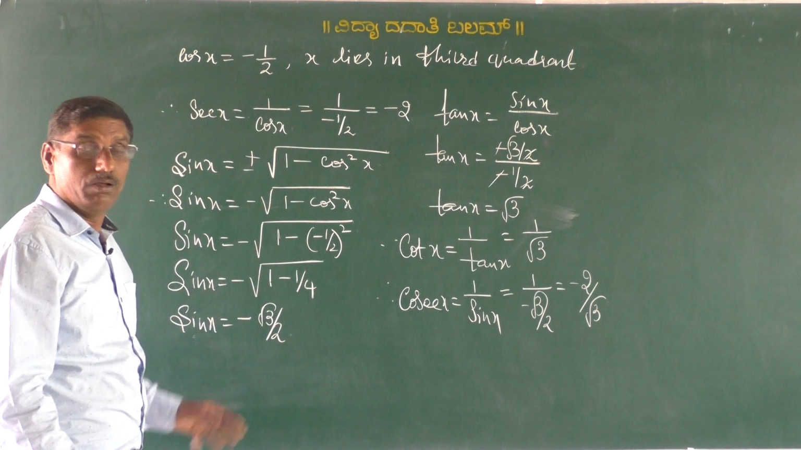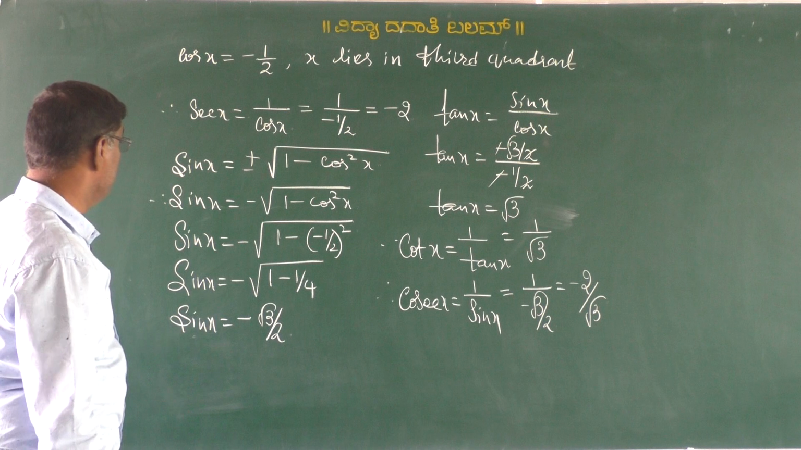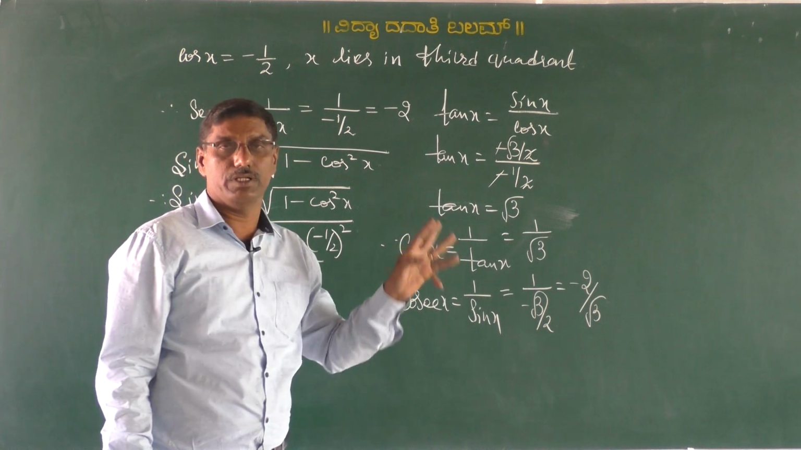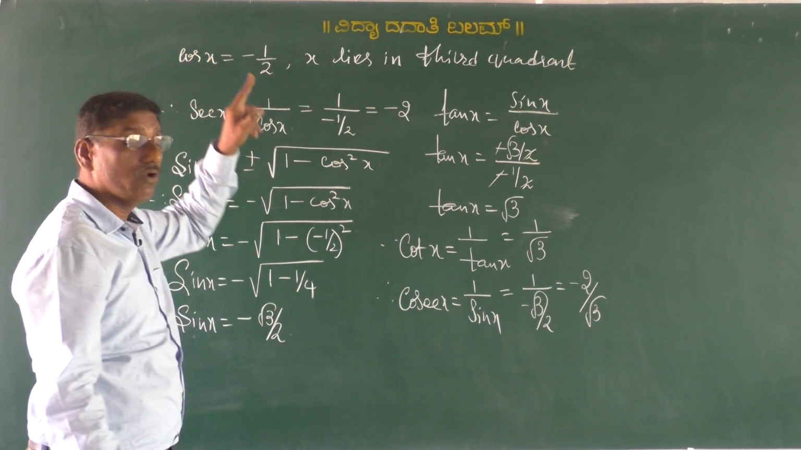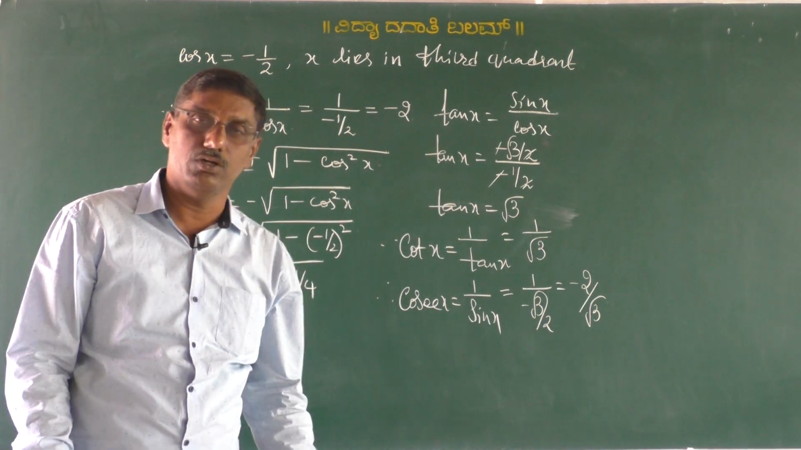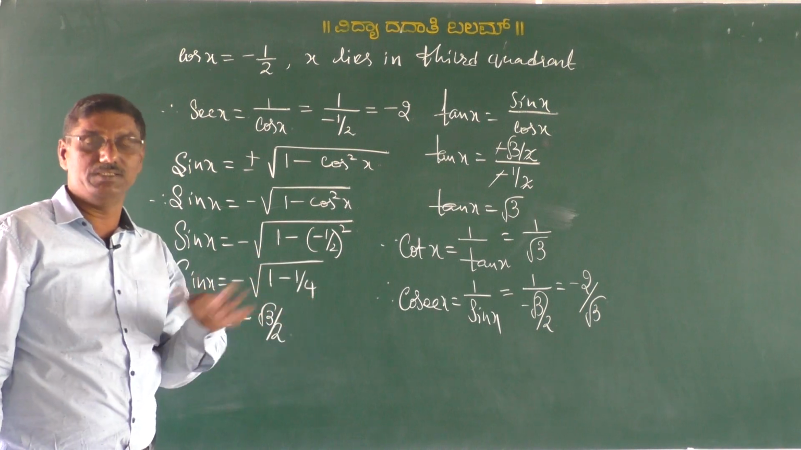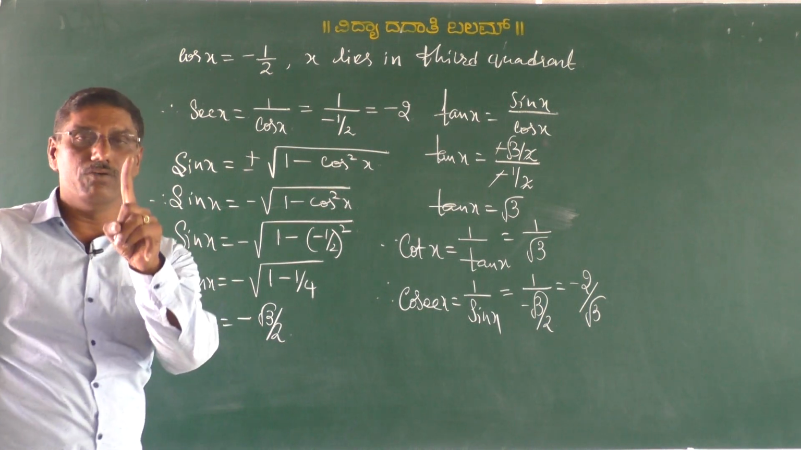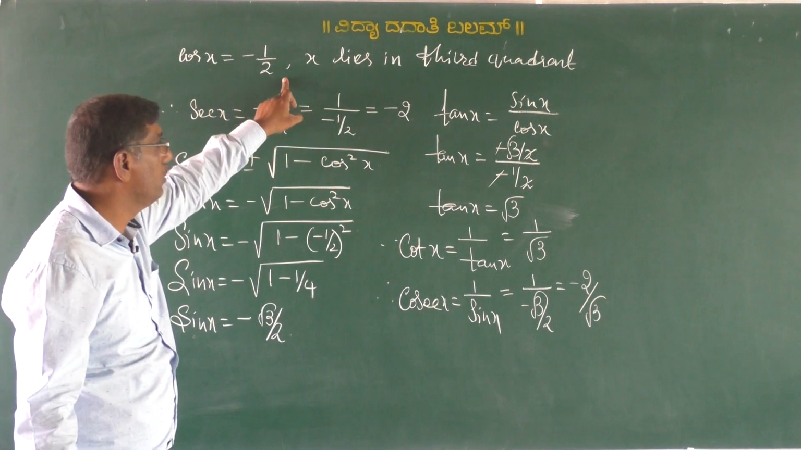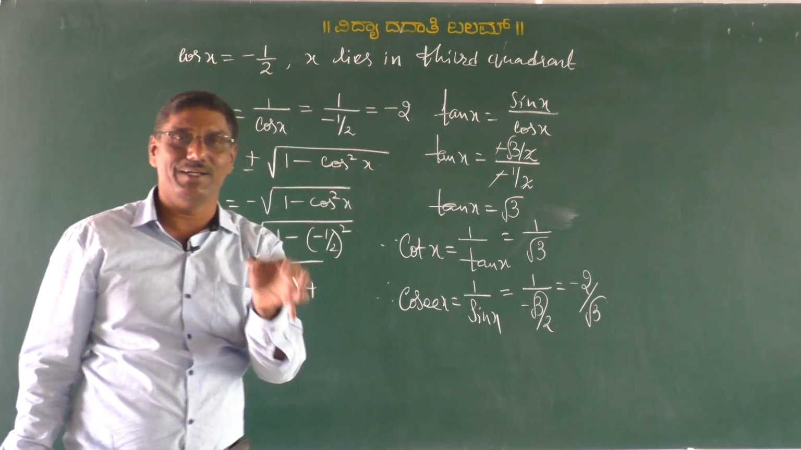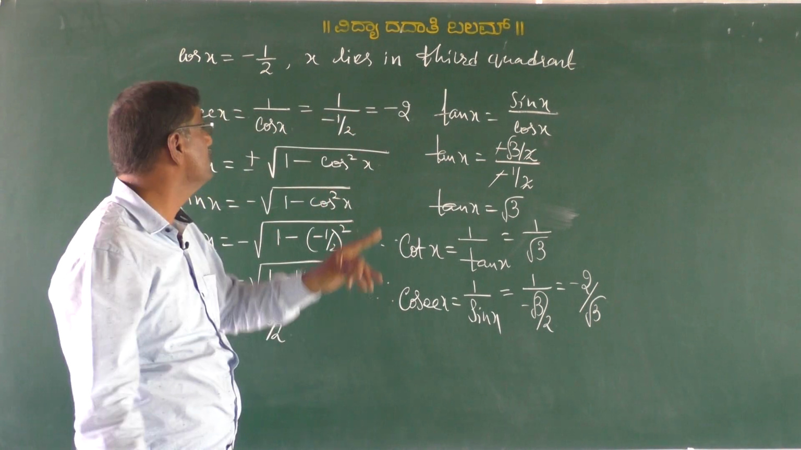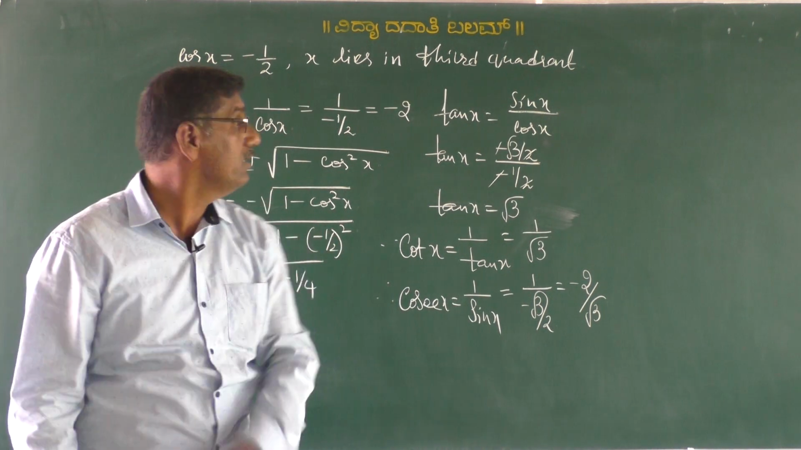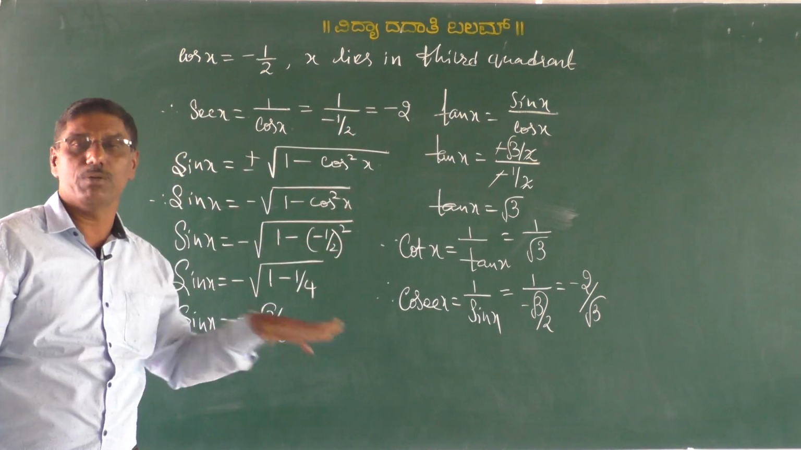Thus, we expressed the 5 trigonometric functions, that is secant, sine, tan, cot and cosecant, with the help of the given trigonometric function cos. Are you understood? This is the method we have to use to express the remaining trigonometric functions, if any one of the trigonometric functions is given as a ratio, under the condition of quadrant. Here, cos x is given as minus 1 by 2, and x lies in third quadrant. This is one of the methods.